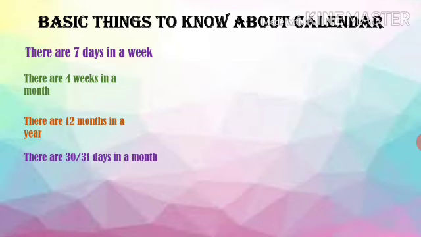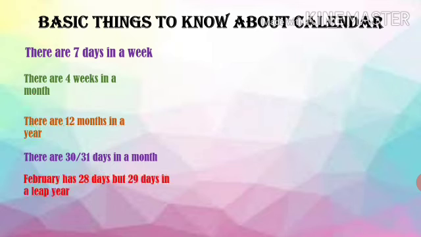There are 30 or 31 days in a month. Let me tell you which months have 31 days and which months have 30 days. Months like January, March, May, July, August, October and December, these 7 months have 31 days, and the months April, June, September and November, these 4 months have 30 days. So totally 11 months got over. 7 months have 31 days, 4 months have 30 days.